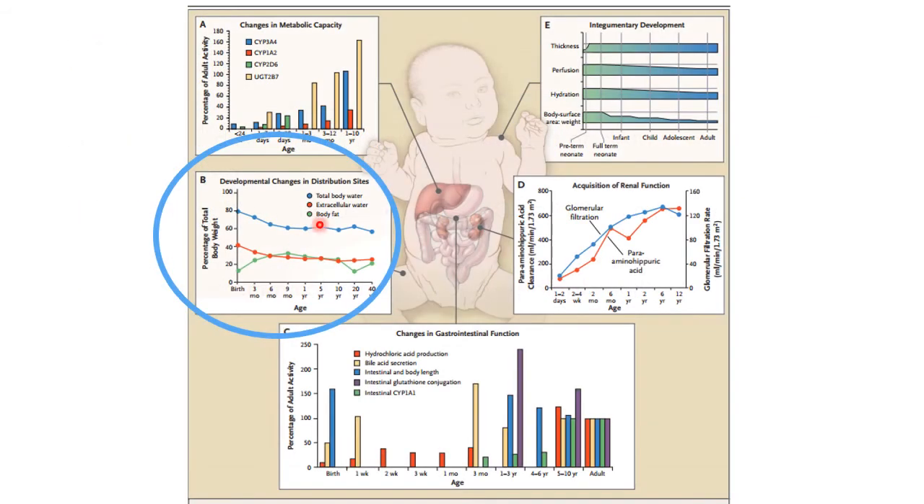So what we can find, looking at distribution site, is that patients who are very young typically have an increased amount of total body water and a decreased amount of body fat. So especially when you're looking here in the very early stages, this can affect volume distribution very significantly, as we're going to see here in just a minute.